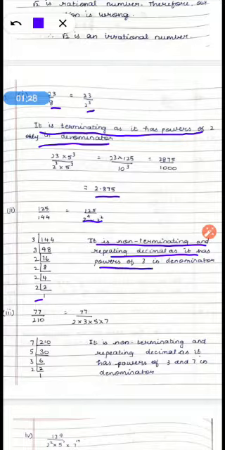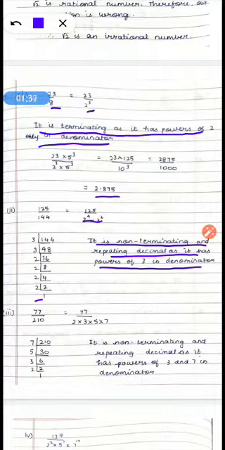Second subdivision, 125 divided by 144. While finding the prime factorization of 144, we get 144 is equal to 2 power 4 into 3 square. It is a non-terminating and repeating decimal expansion as it has powers of 3 other than 2 in the denominator. So it is non-terminating and repeating.